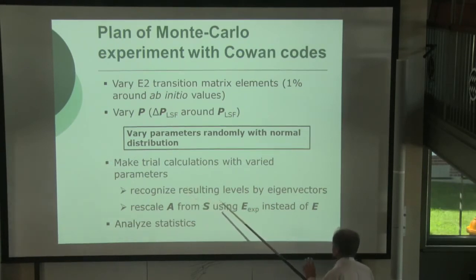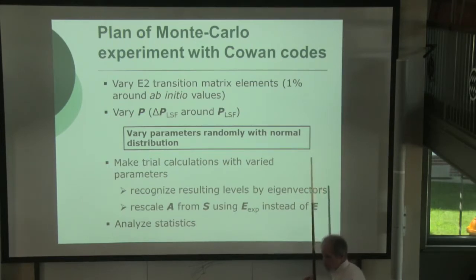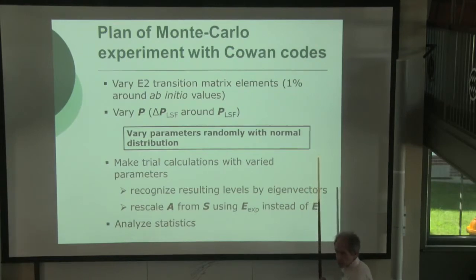Then each calculation in principle produces a different set of eigenvalues and eigenvectors, and you have to build a correspondence between them to keep track of identities. It is a non-trivial problem in general, but in this particular case, as I said, it was rather simple to do.